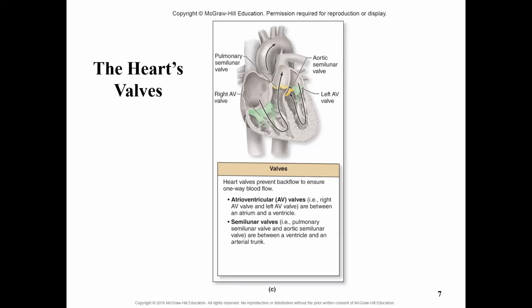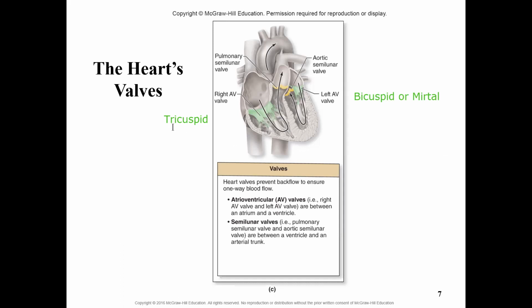In our heart, we have 2 groups of valves. The green valves, which you can see here, are called AV valves or atrioventricular valves. Between the right atrium and the right ventricle, we have the right AV valve. Between the left atrium and left ventricle, we have the left AV valve. The other name of the right AV valve is tricuspid, and the other name for the left AV valve is bicuspid or mitral. So you can use any of these names when you want to mention these valves.